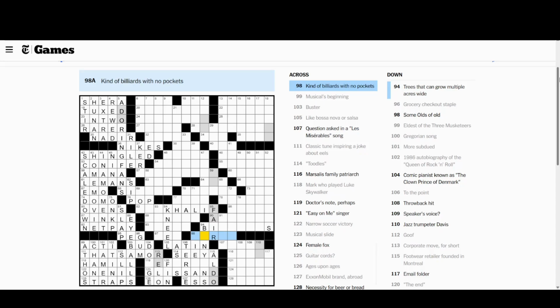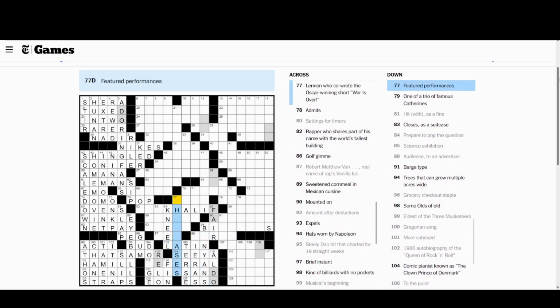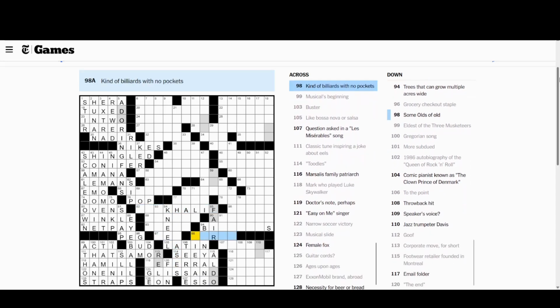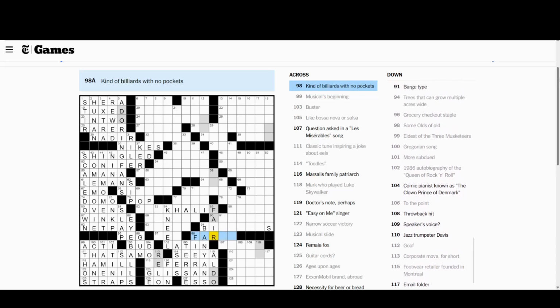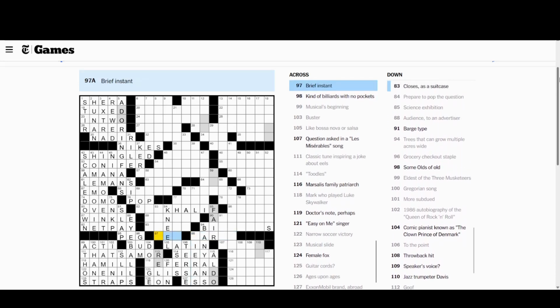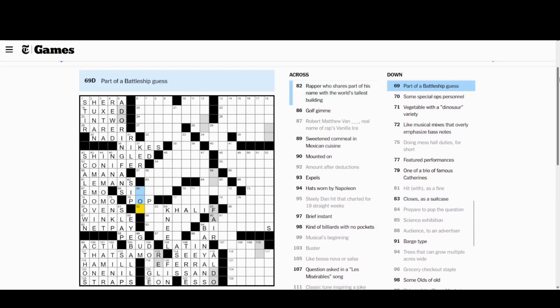Kind of billiards with no pockets. So let's just put all of this stuff in. Oh, I think Faro and Fiera sounds right. Something like that. Man, I'm not that confident yet. It's Wiz Khalifa, right?